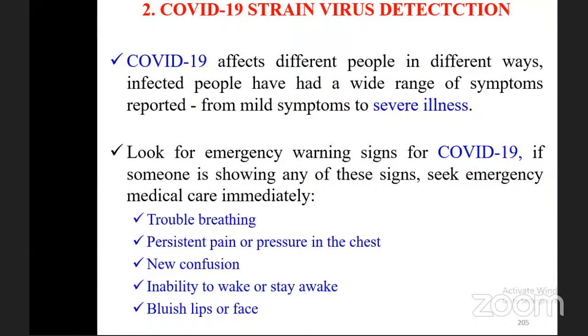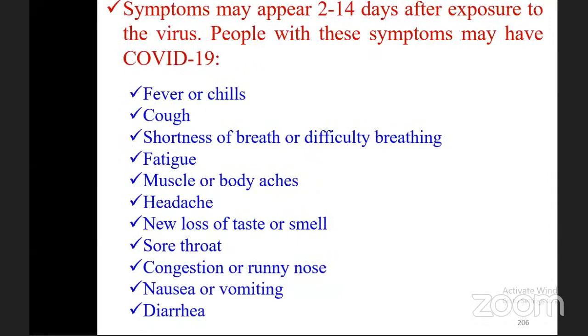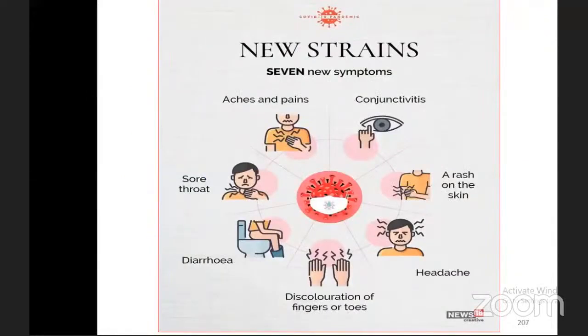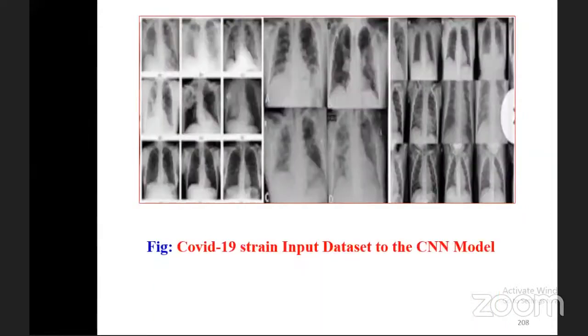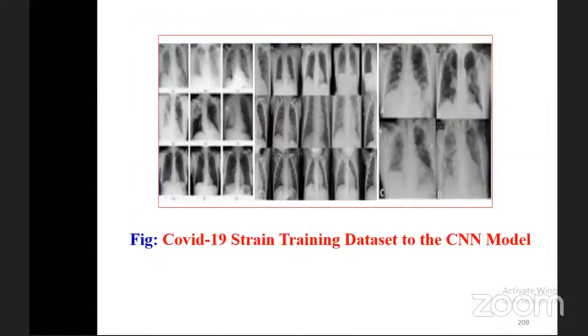So this is one more database application I have executed, same as COVID-19, but a few symptoms differ, like sore throat and conjunctivitis, a rash on the skin, and diarrhea, discoloration of fingers or toes, headache, etc. And this is the train input data set to the CNN model.